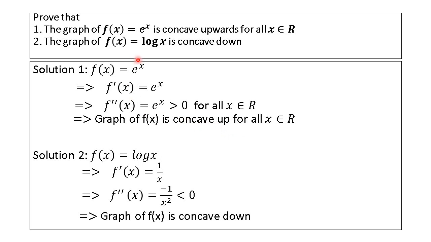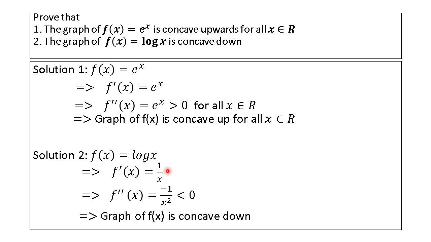Okay. Second one, the given function f of x is equal to log x. As you all know, the differentiation of log x is 1 by x. Again differentiating, you will get f double dash of x. Here, differentiate 1 by x. 1 by x can be written as x to the power minus 1. x to the power minus 1 differentiation is minus 1 into x to the power minus 1 minus 1.